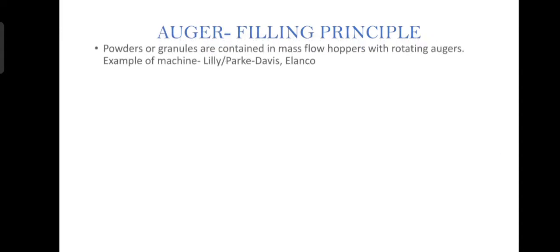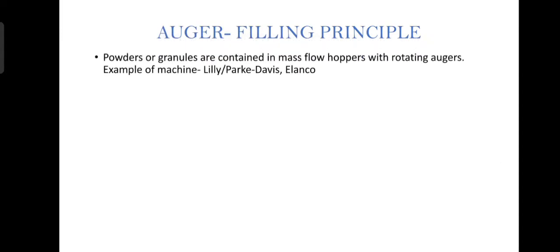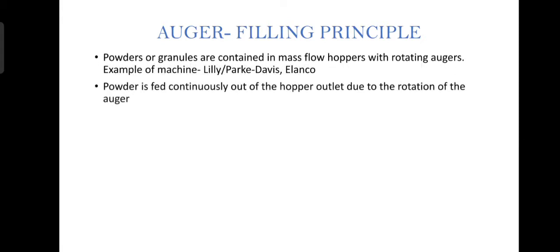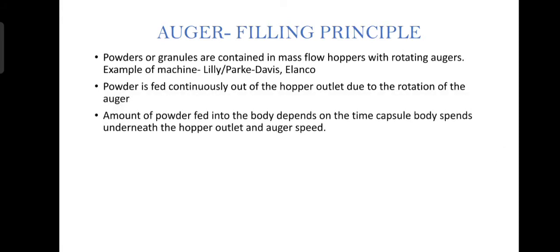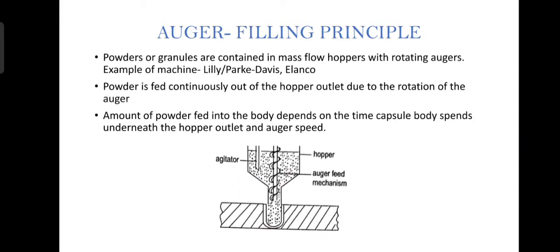Auger filling principle. Powder or granules are contained in a mass flow hopper with a rotating auger. Examples of machines: Lilly, Parke Davis and Elanco. Powder is fed continuously out of the hopper outlet due to the rotation of the auger. The amount of powder fed into the body depends on the time the capsule body spends underneath the hopper outlet and the auger speed. This is the schematic representation of the auger filling method.